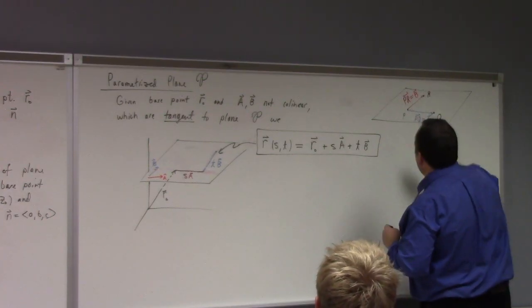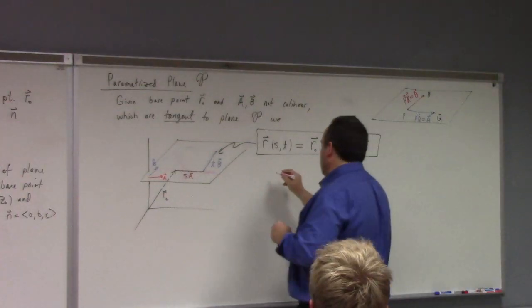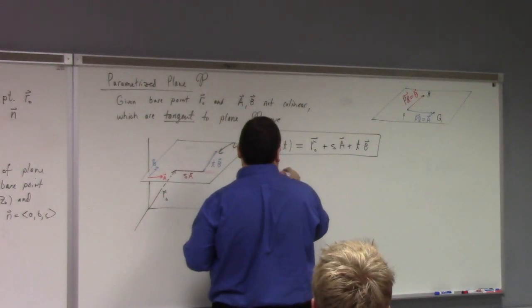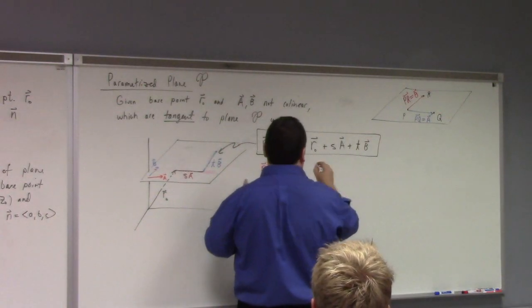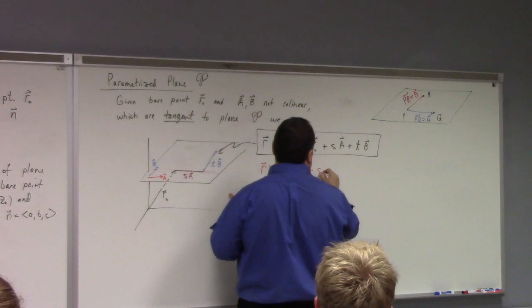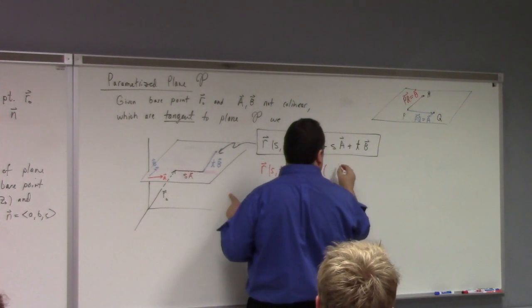Very good. I think that should do it. And if we put that down here, that would give us what? R of S,T equals, you said R naught was P, right? Plus S times the A vector, which is PQ, which is Q minus P, is it not?